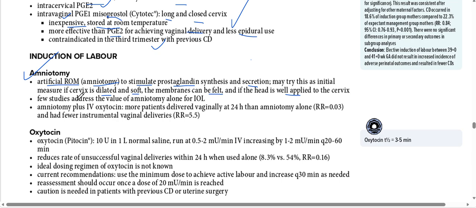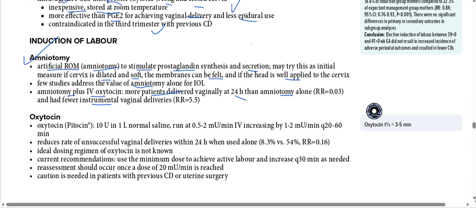Few studies address the value of amniotomy alone for induction of labor. If amniotomy is given together with IV oxytocin, more patients delivered vaginally at 24 hours than with amniotomy alone. So amniotomy along with oxytocin can help increase the vaginal delivery rate, and had fewer instrumental vaginal deliveries even.